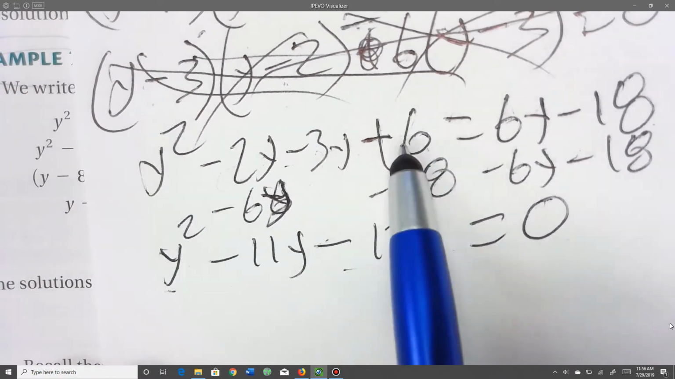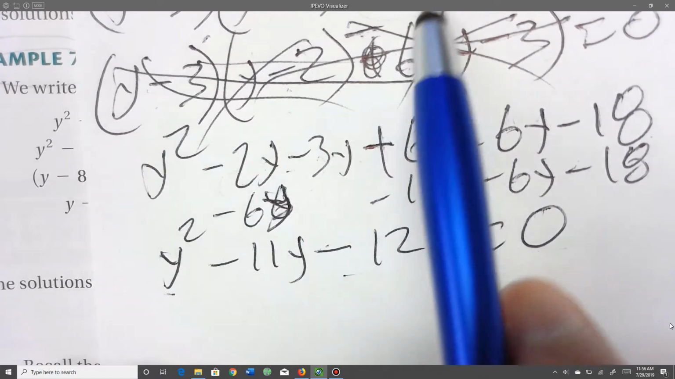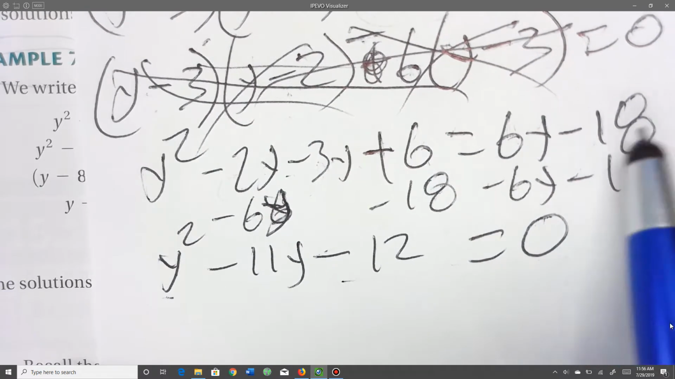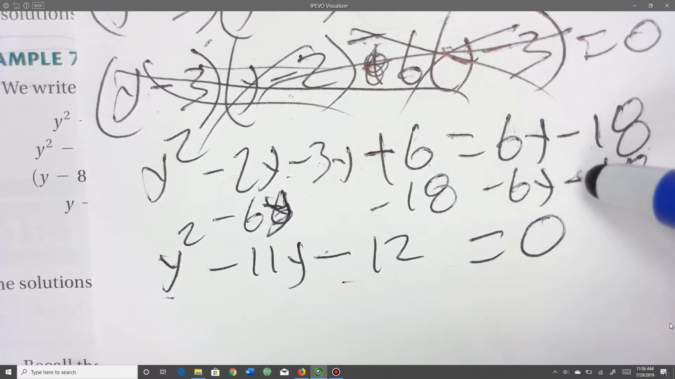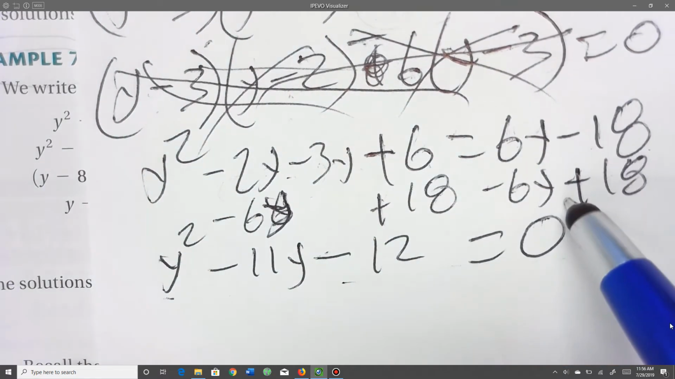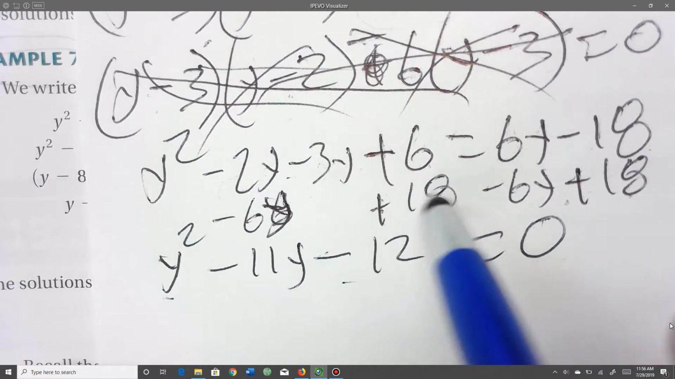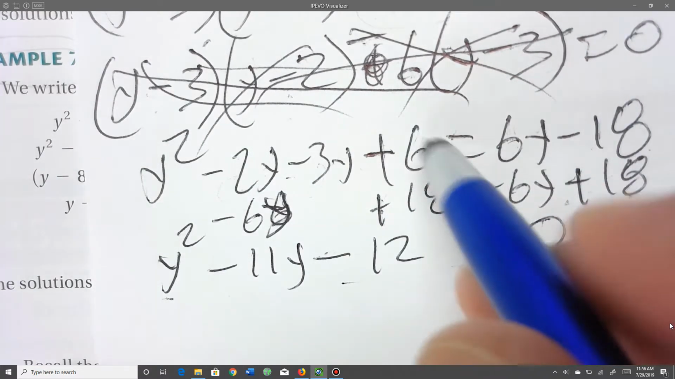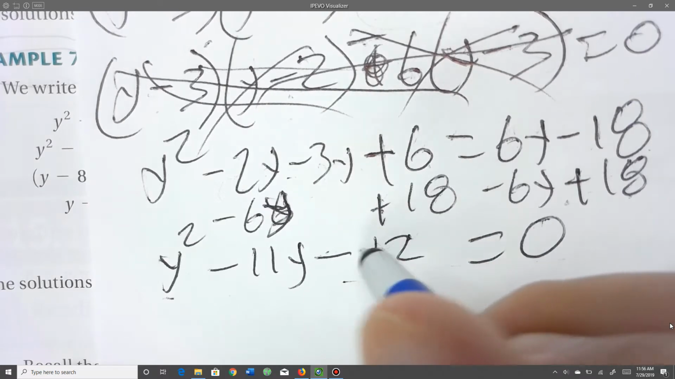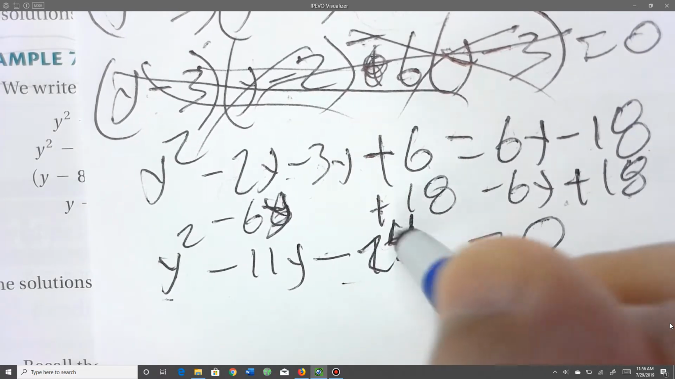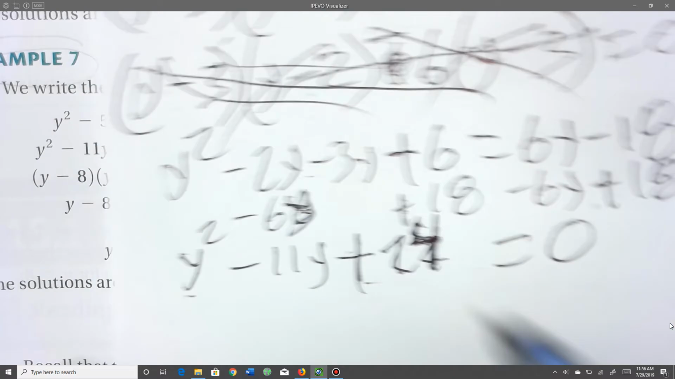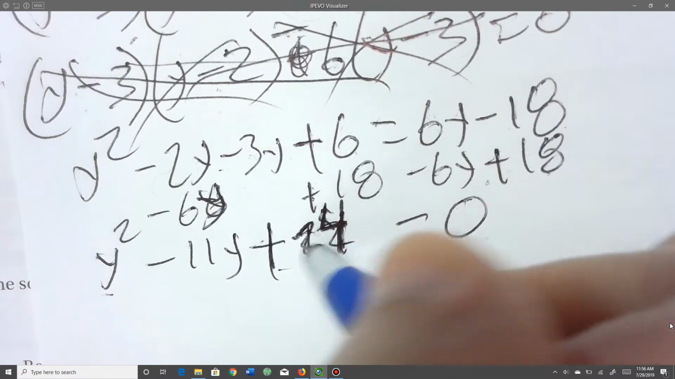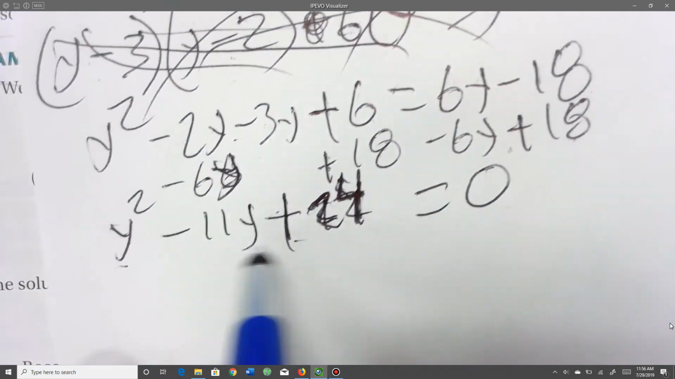Okay, let's see. No, that's a positive here. So I was supposed to add. If I add them together, 18 plus 6 is 24. Okay, 24, and it is positive. So this is 24. Now I'm here.